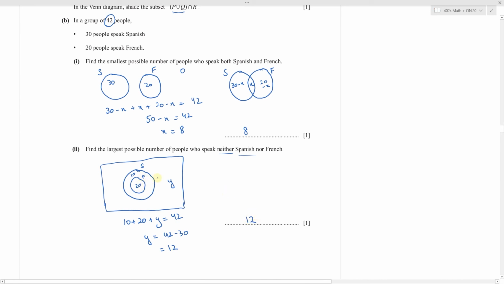So that's how you would maximize the number of people outside both sets, when one set is a subset of the other. If you have an intersection like this, or if you have totally separate sets, then the number of people outside would not be the maximum possible value. To find the maximum possible value, you will have to consider the case where the smaller set is a subset of the larger one.